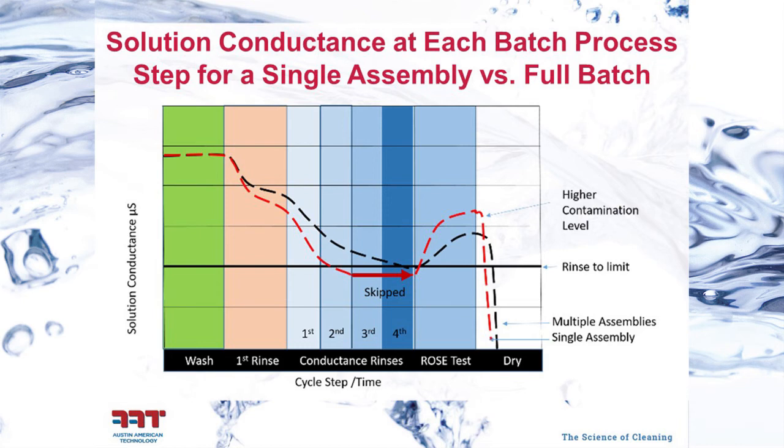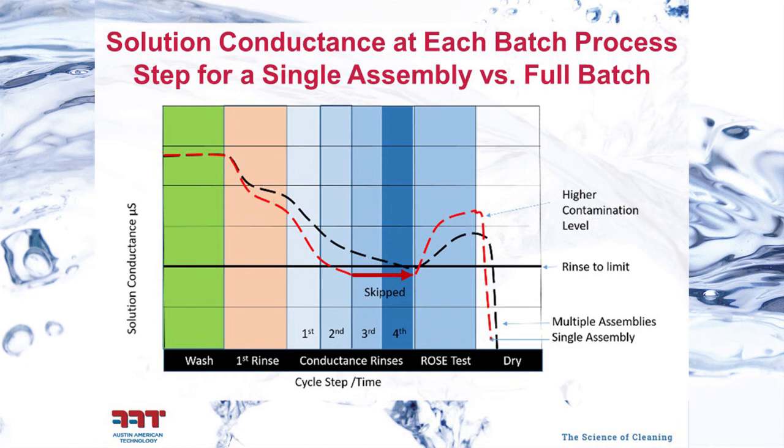So yeah, you may actually be able to hit that resistivity real quick, and you move on to your ROSE test. But it's not exposing the board to as much water, so therefore you're not actually rinsing it as cleanly. And we proved that once we hit our ROSE test, where we had a much higher contamination value on two boards in the chamber than we did on multiple boards with multiple assemblies.